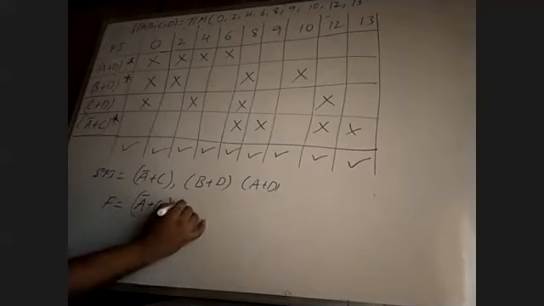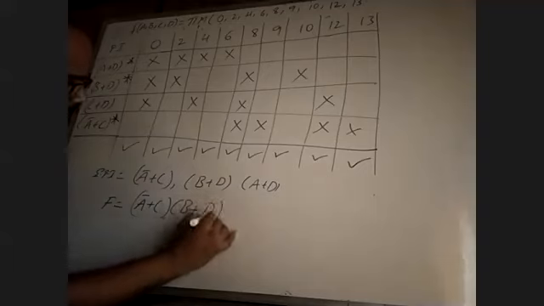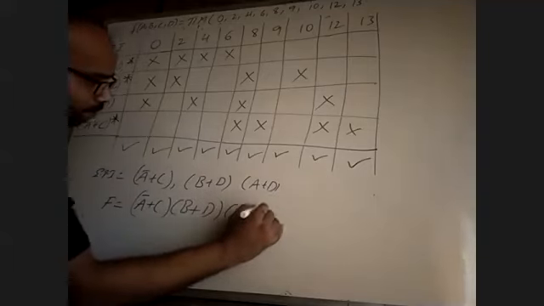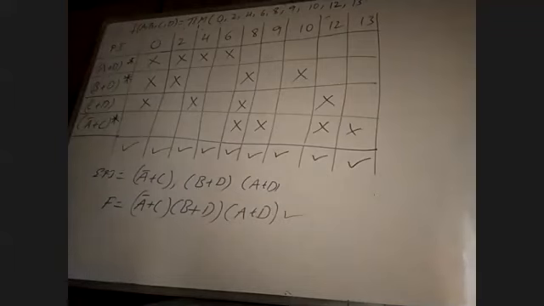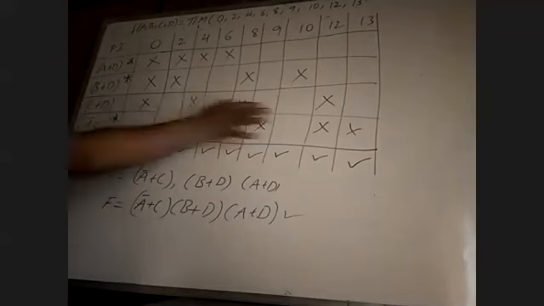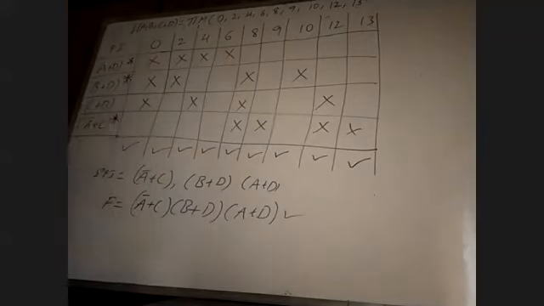The output expression F equals A bar plus C into B plus D into A plus D. This is the final minimal expression. We have only one solution for this. There is no other possibility, because this is eliminated. This is not required for the minimization.